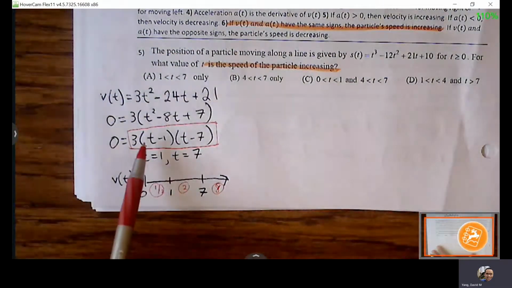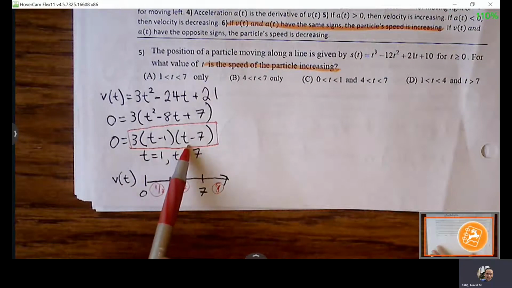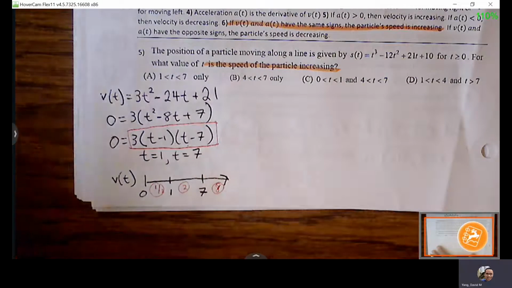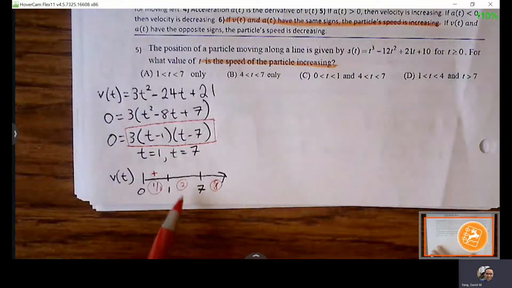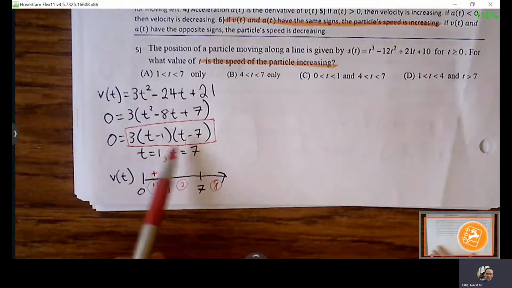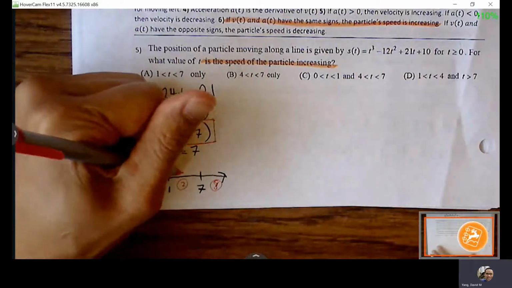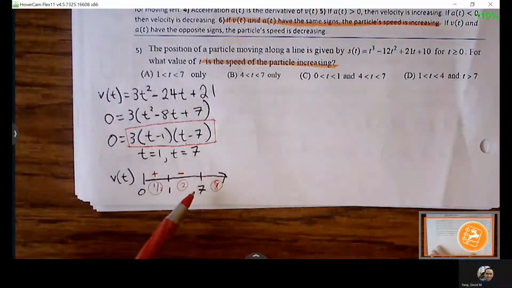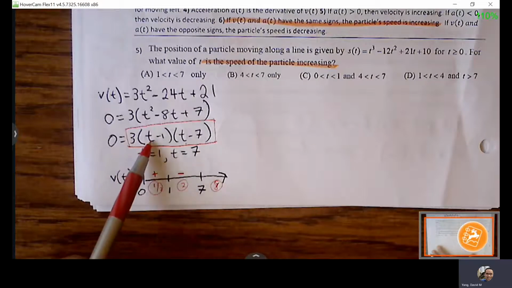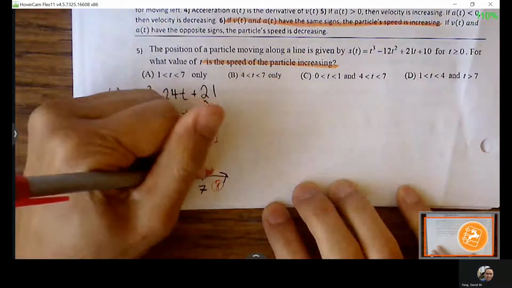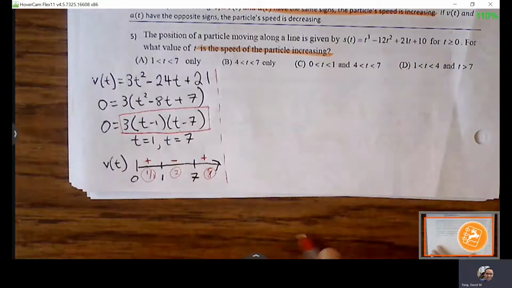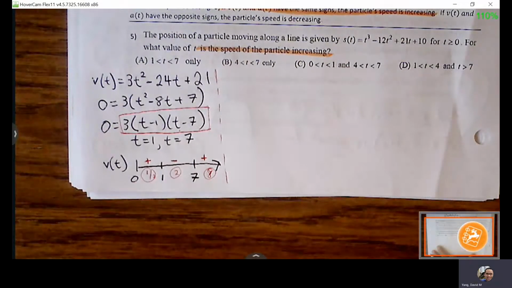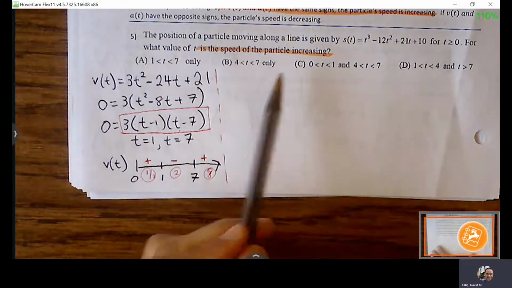So 1/2 in for t, 1/2 minus 1 is negative. 1/2 minus 7 is also negative. Two negatives make a positive. Okay, plug 2 in. 2 minus 1 is positive. 2 minus 7 is negative. Positive times negative is negative. 8 into the velocity function: positive, positive. Okay, we'll come back to this velocity sign line when we have our acceleration sign line.